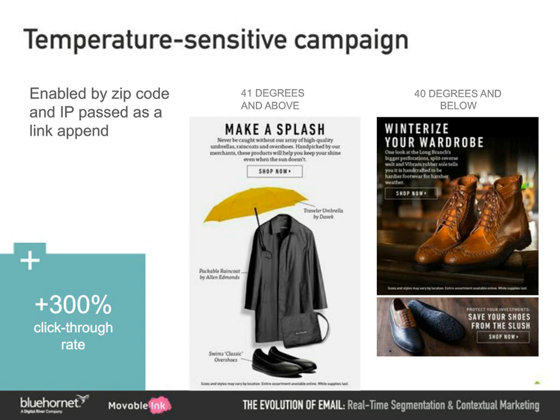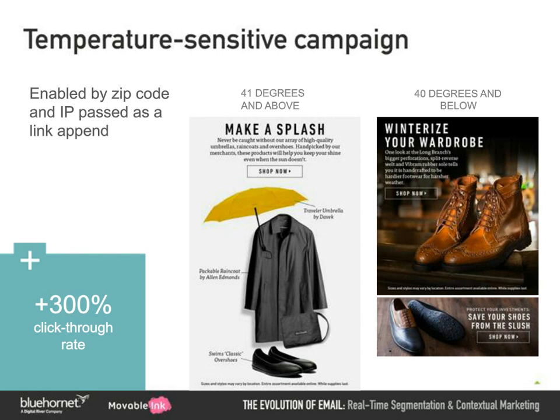In this scenario, at the end of February, we sent out an email looking at temperature. Anyone under 40 degrees received the boot message with our over-the-shoe galoshes, and anyone above 41 degrees received a rainy type message showcasing our rain gear pieces. Based off the learnings of the last campaign, we made sure that we leveraged zip code first and IP second. And we saw a 300% increase in click-through rate on this campaign.